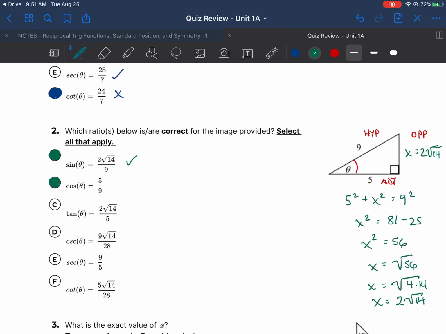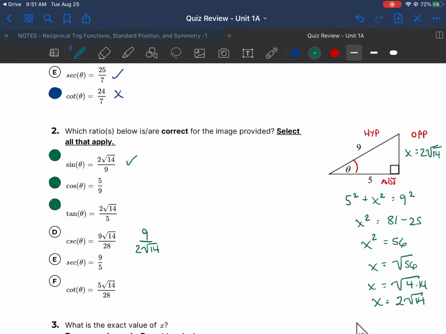The tangent of theta should be the opposite over the adjacent, which is 2 root 14 over 5, so that is correct, and that cannot reduce any further. The cosecant of theta should be the reciprocal of the sine of theta, so we're looking at hypotenuse over opposite, so that would give us 9 over 2 root 14.